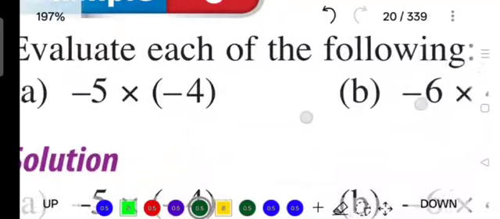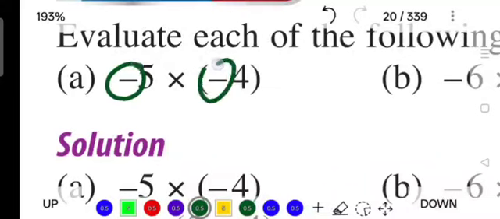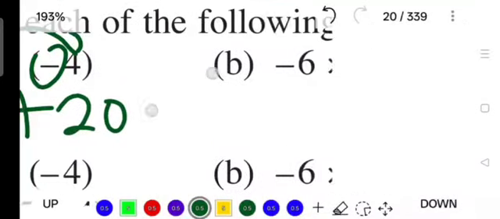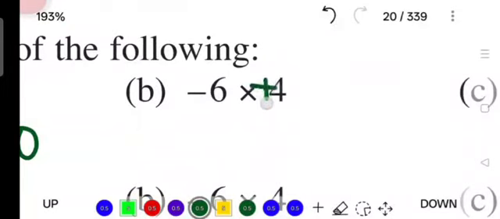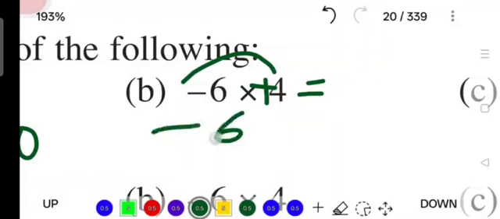But for times and division type of questions, what you do is negative, negative is positive. That positive you will write down. 5 times 4, the answer is 20. Now it's no more like positive, negative, and here is positive, right? Negative, positive is negative. And if this is a tambah question, negative, positive is negative.